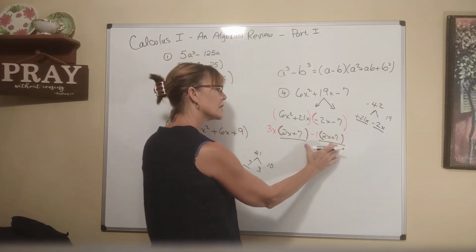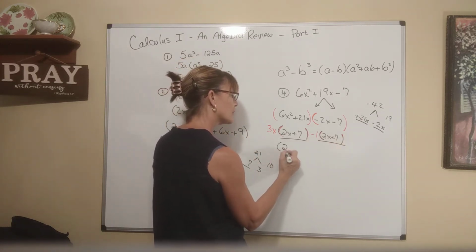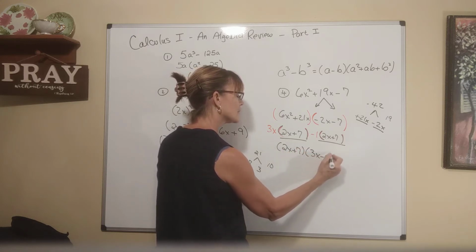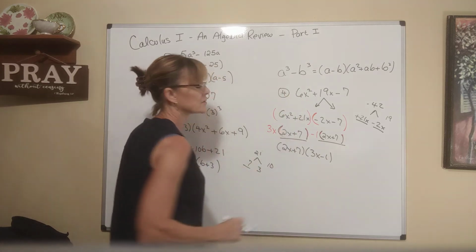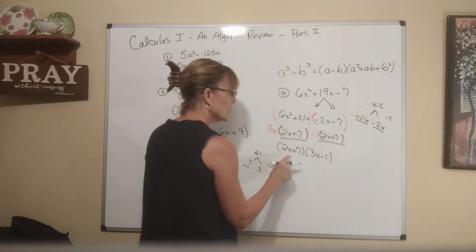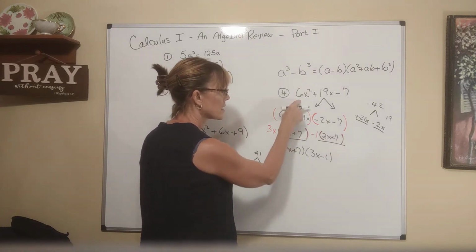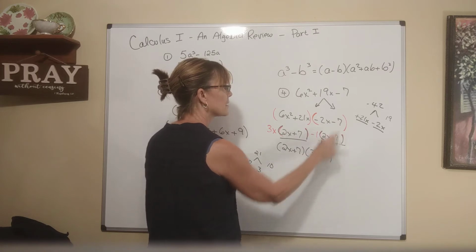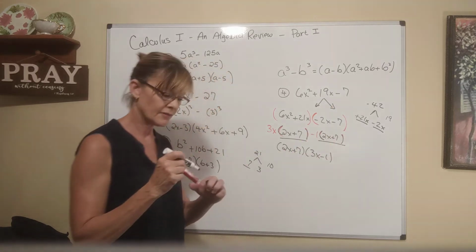So now we're just going to factor out the common factor of 2x plus 7, leaving me with 3x minus 1, and that is how this one factors. This is called the AC method or the grouping method. 2x times 3x is 6x squared. 21 minus 2 is 19x. 7 times negative 1 is negative 7. So that is factored correctly.